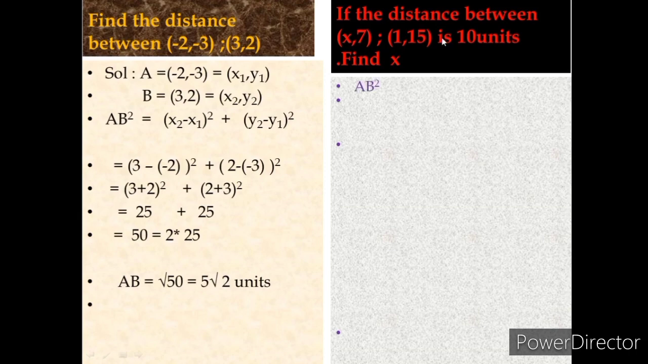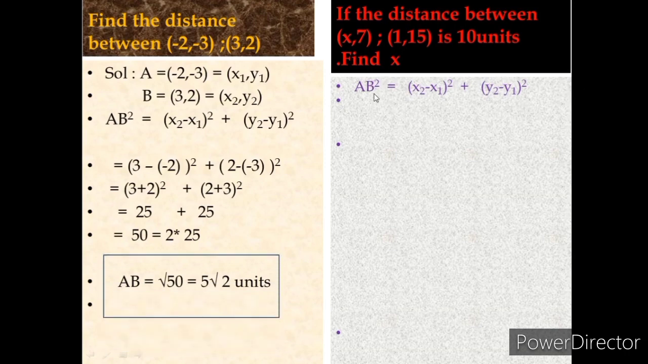Now come to here. Here the distance is given, so the concept is distance. Therefore you have to write down the distance formula, and substitute the relevant values. Here the AB distance is 10, so 10 square. Here x2 is x, and x1 is 1. Here y2 is 15, y1 is 7. Therefore you write these values here. Thereafter (1 minus x) whole square as it is, 15 minus 7, that is 8 square here. Then 10 square can be written as 100.